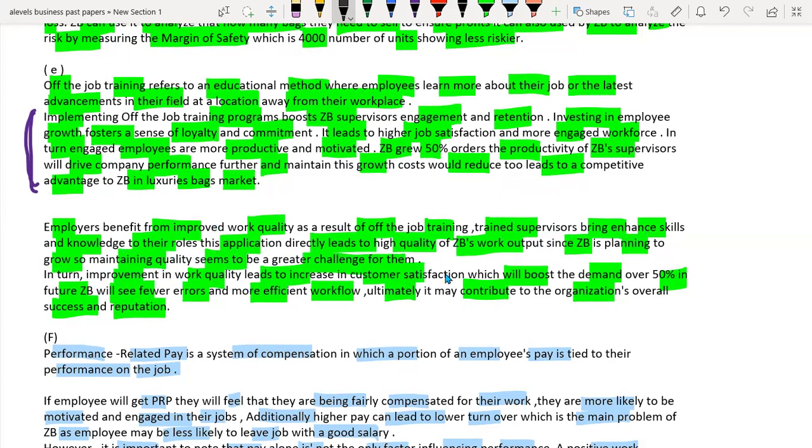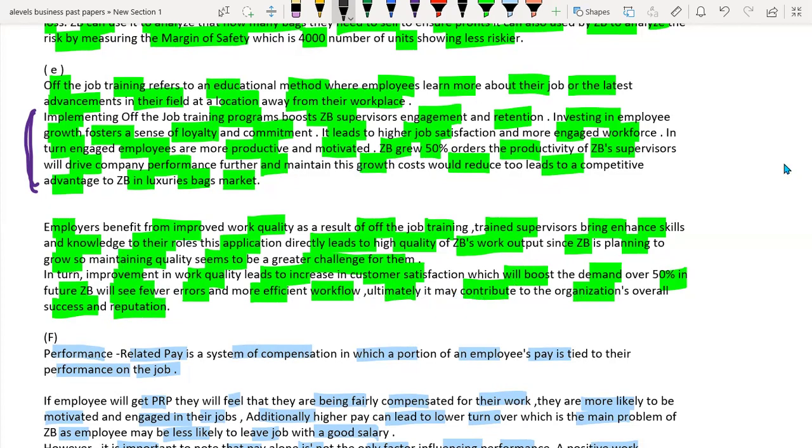This is all my analysis point, which will boost the demand over 50% in future. ZB will see fewer errors and a more efficient workflow. Ultimately, it may contribute to the organization's overall success and reputation. So here I have linked my analysis point with the business success.